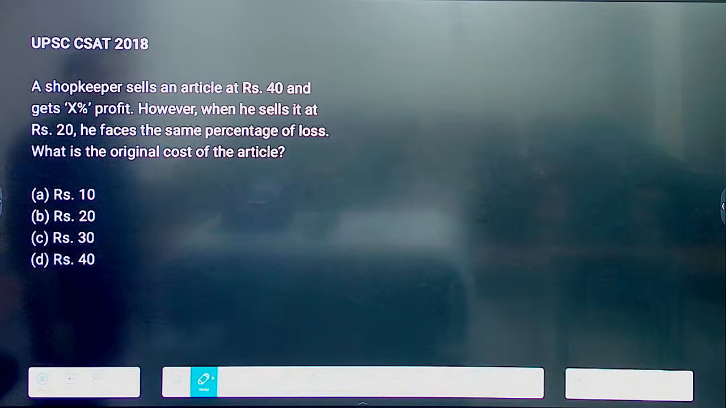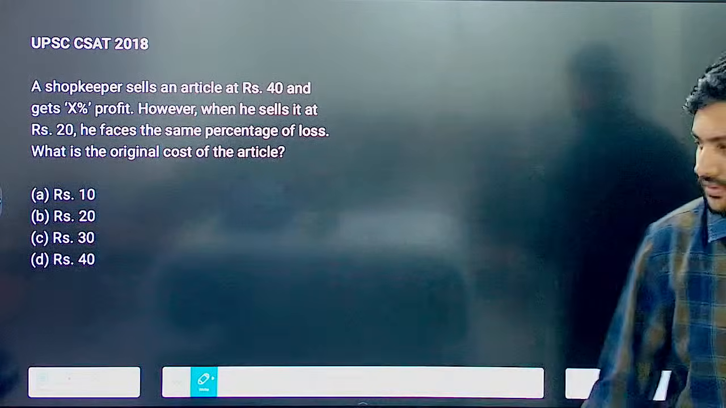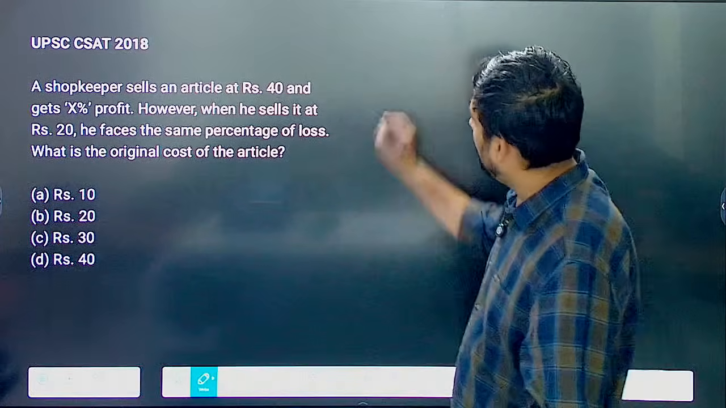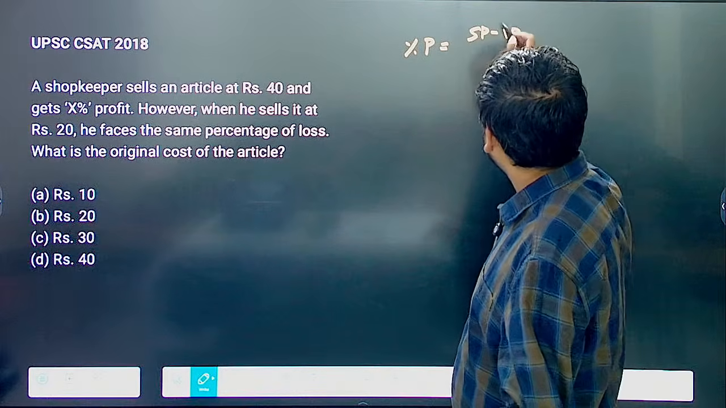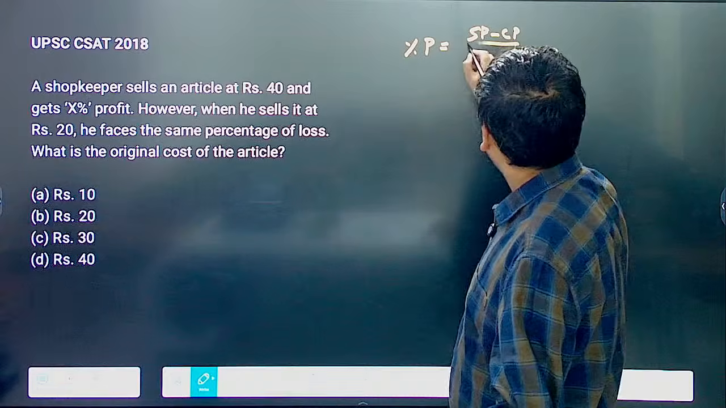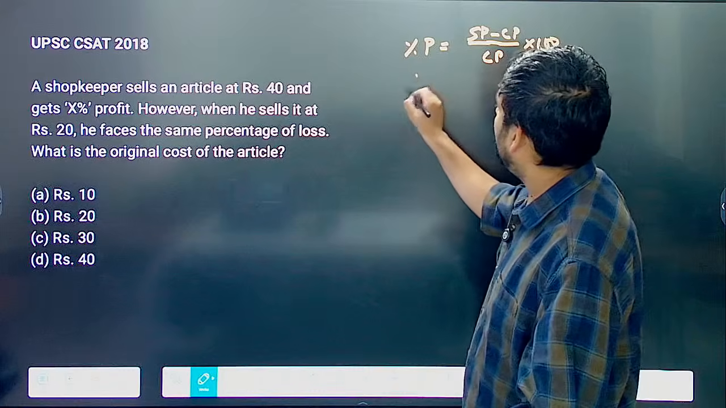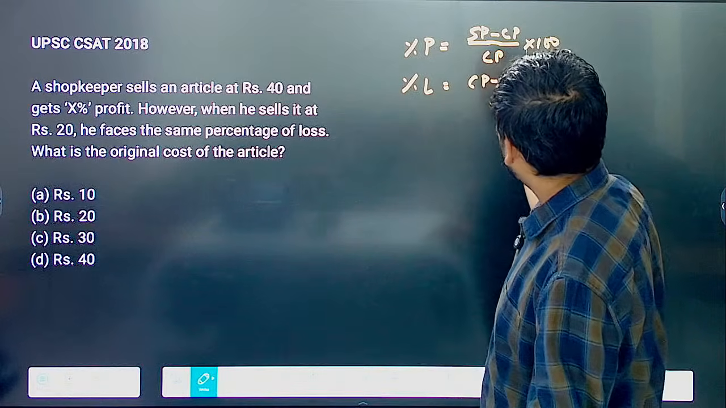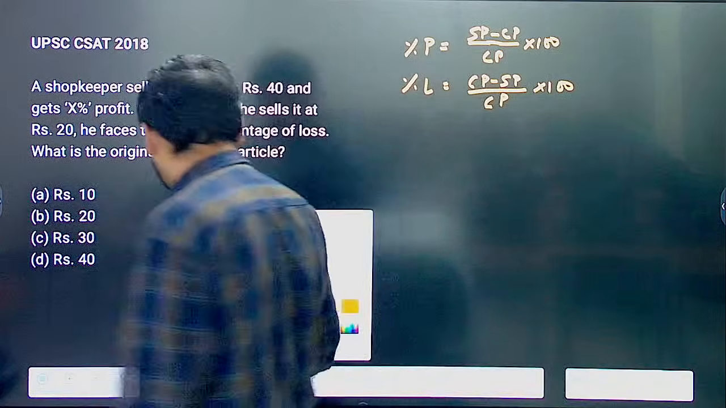A shopkeeper sells an article at 40 rupees and gets X% profit. However, when he sells it at 20 rupees, he faces the same percentage of loss. Find the original cost of the article. Use that formula. Percentage profit is equal to selling price minus cost price, by cost price, into 100, and percentage loss is equal to cost price minus selling price, upon cost price, into 100. That's it. You will get it.